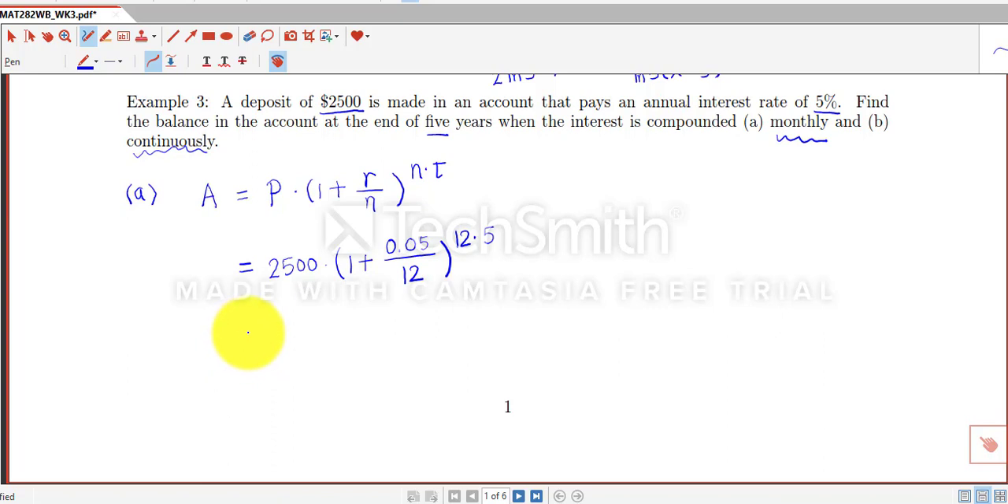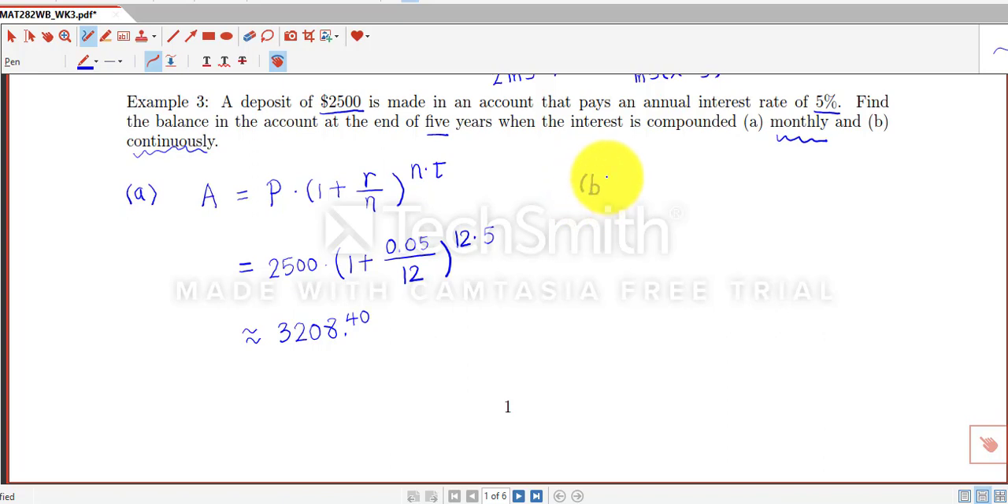Now you will need to use a calculator and input 2,500 times 1 plus 0.05 divided by 12 raised to the 60 power, and you should get approximately $3,208.40. We usually round money to 2 decimal places. So that is the amount of money at the end of 5 years if the interest is compounded monthly.